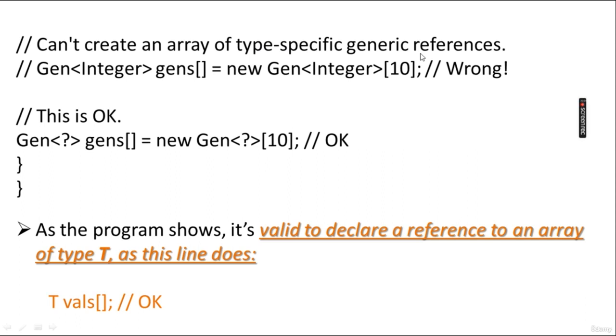Cannot create an array of type specific generic references. So Generic Integer generics array is equal to new Generic Integer 10 is wrong. Generic question mark generics is equal to new Generic 10 is okay. So type specific generic references you cannot create like this.